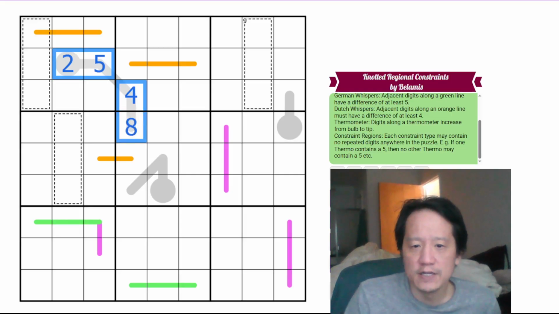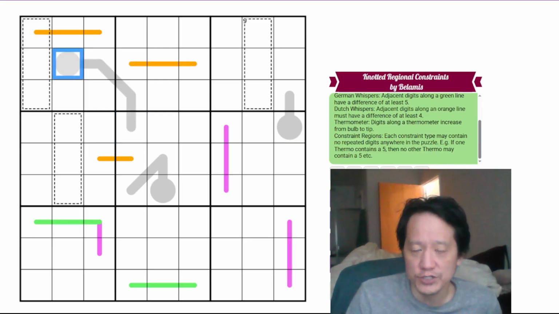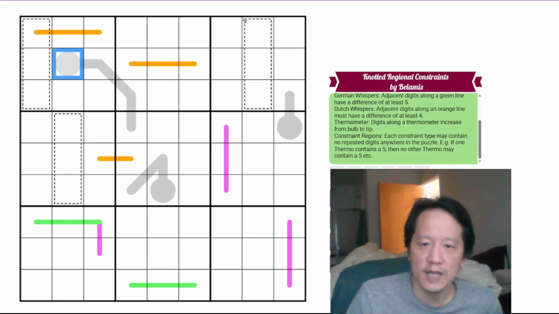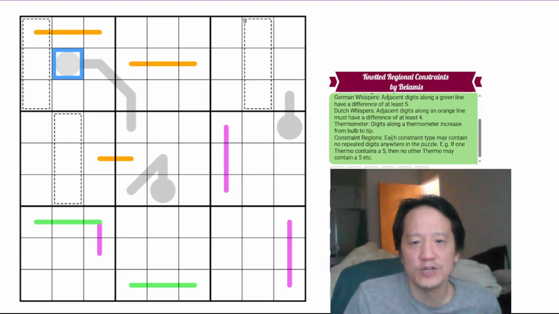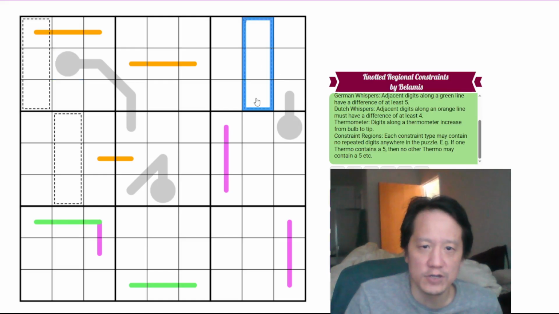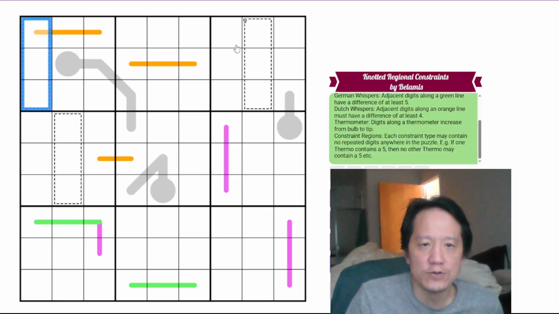And then finally, and this is probably the most important rule, we have constraint regions, where each constraint type may contain no repeated digits anywhere in the puzzle. These constraint types are basically the rules that you have, right? So for all the killers, you cannot have repeated digits in those constraint types. So in all the cages, we cannot have repeats.